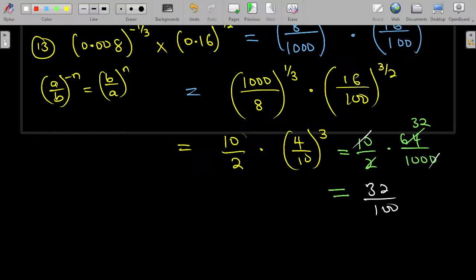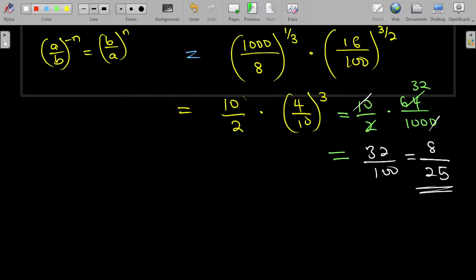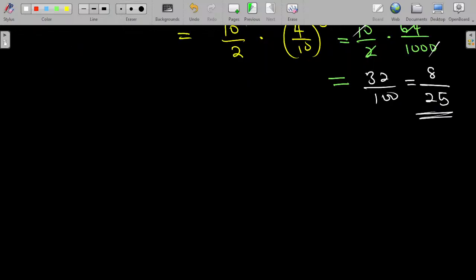So you try to see, can we reduce it further? Yes. 4 can divide 32 to give us 8, if I am correct. Yes. And then divide 100 to give us 25, and this is our solution. Okay, so that is the solution to number 13. Okay, so let's look at number 14.